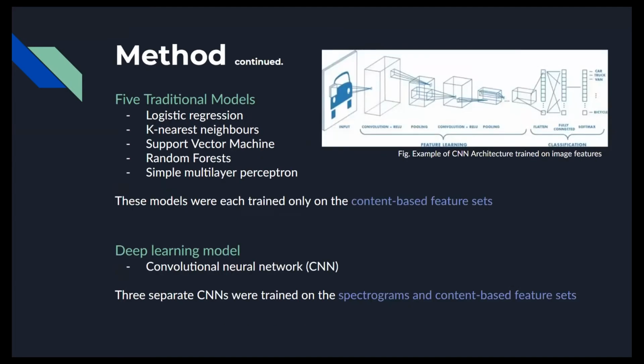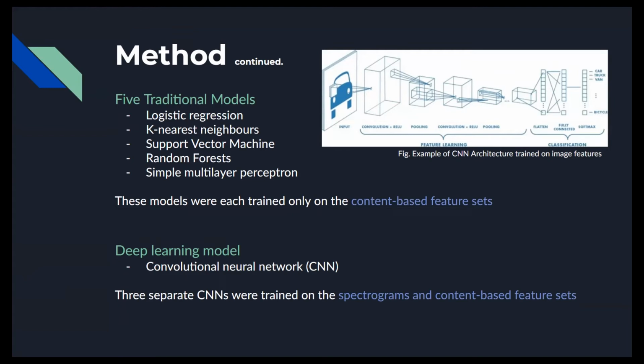The models that we use, the 5 traditional machine learning models that we chose, were logistic regression, k-nearest neighbors, support vector machines, random forests, and a simple multi-layer perceptron. These were selected based on their high classification scores from previous literature, and they were only trained on the content-based feature sets.